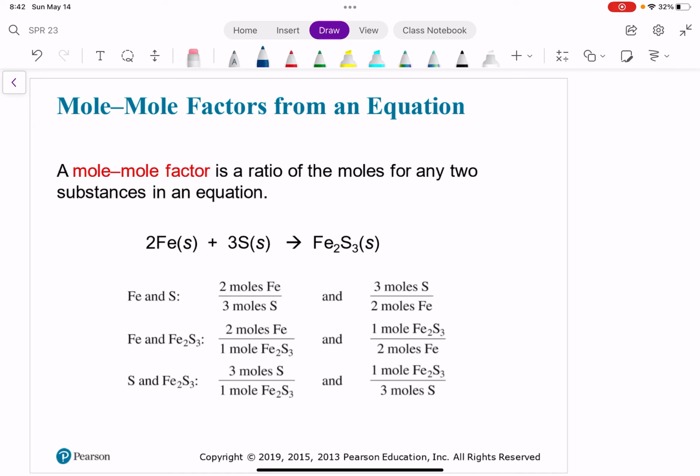So you can make a conversion factor from this balanced equation for iron and sulfur. You can make conversion factors for Fe and Fe2S3, right? You can look at one of your reactants and one of your products. In this case, we only have 1 product. Or you can do the other reactant and the product. And this is really useful. Again, just more conversion factors that we can use to solve equations in chemistry.